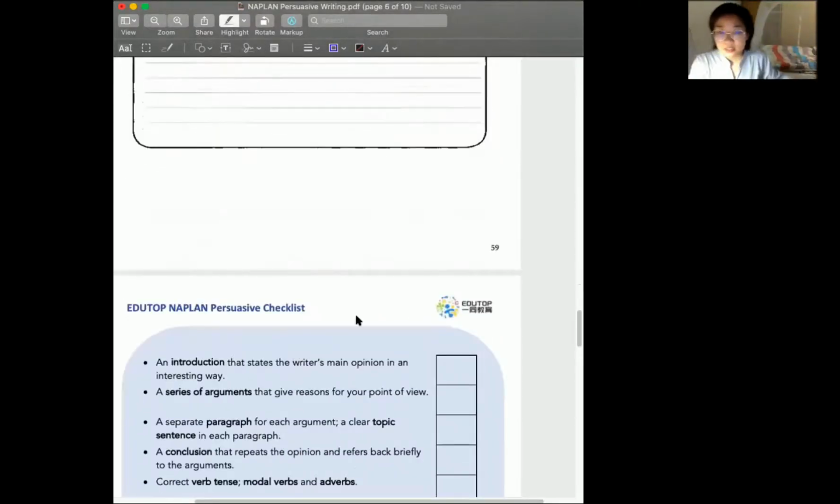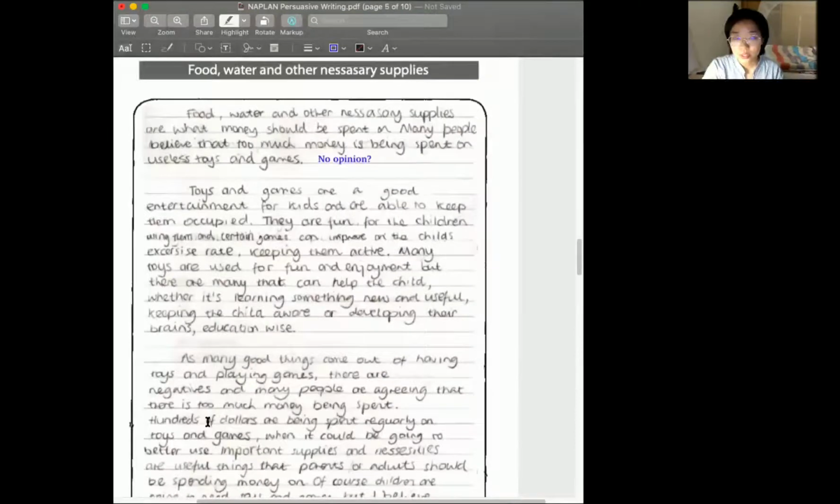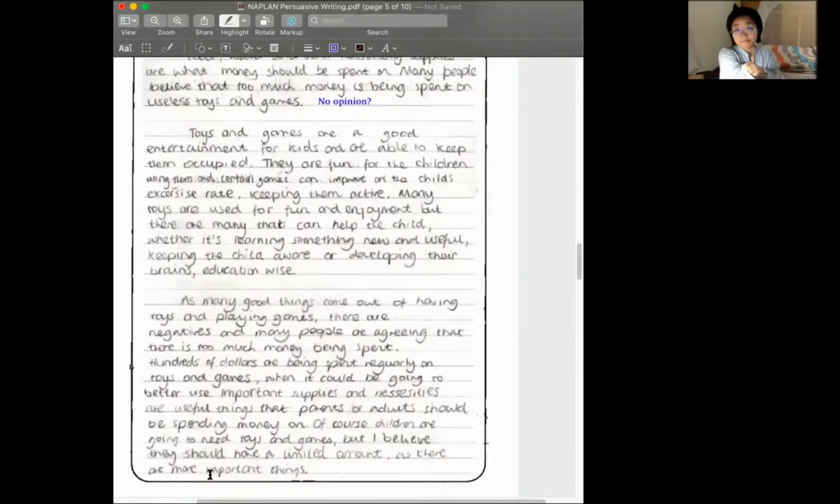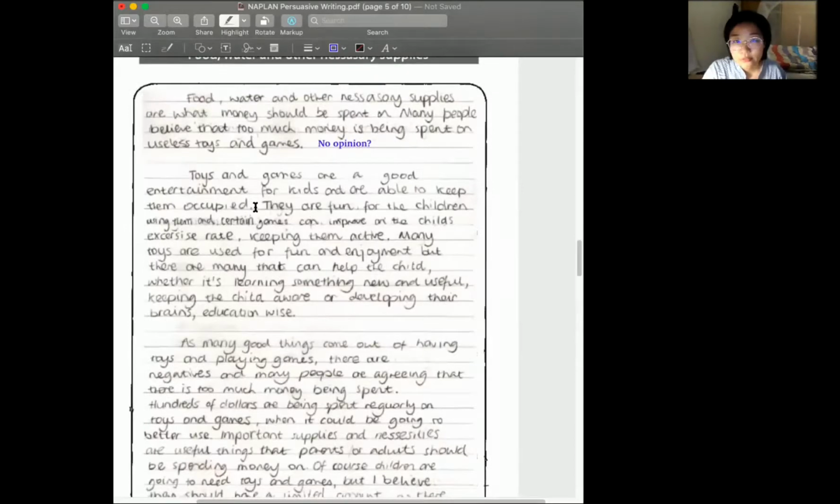Let's look at the first item, a series of arguments. Do we have a series of arguments in the following paragraphs? Actually, we do, isn't it? So in the second paragraph, you can see the argument: toys and games are good entertainment for kids and are able to keep them occupied. So it actually says toys and games are good for kids.